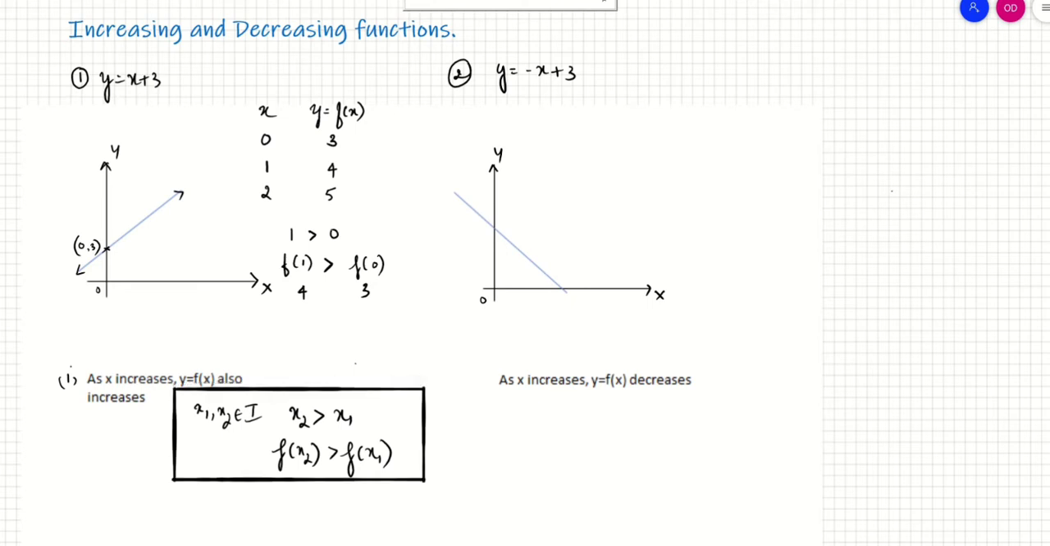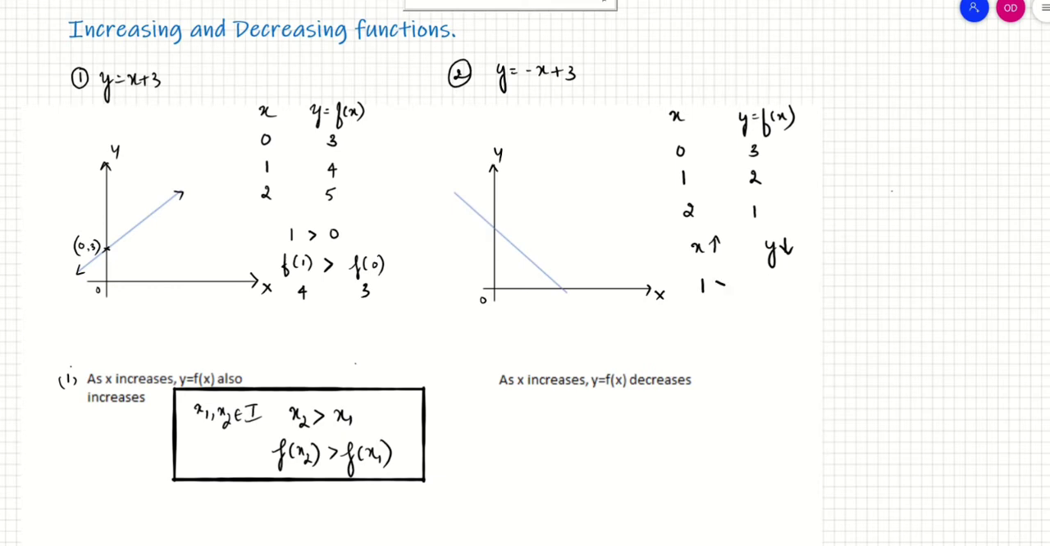Now let's consider the second example, y is equal to minus x plus 3. Let's take the values of x and y. So when we take x is equal to 0, y is equal to 3, x is 1, y is 2. When x is 2, y is 1 and so on. Now observe that as you increase the value of x, the value of y is decreasing.